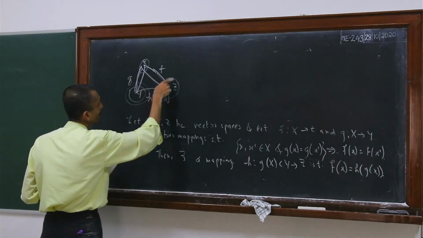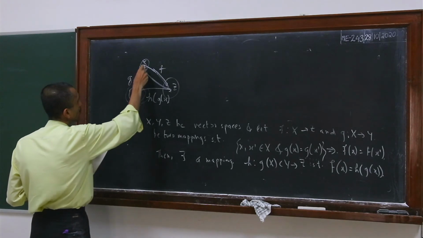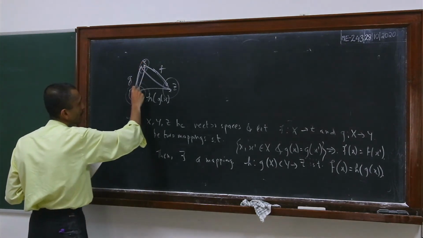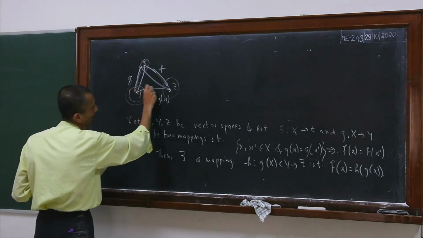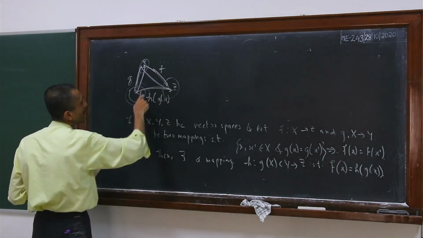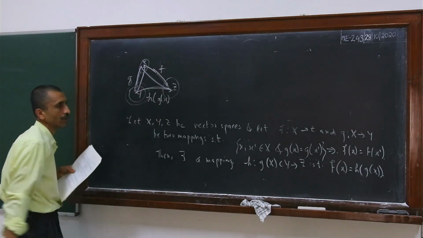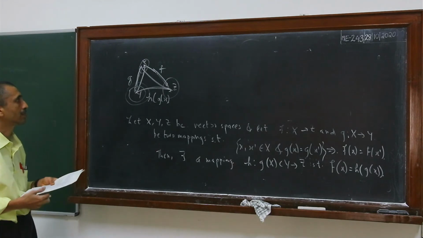So your f of x is equal to h of g of x. g will map it from here to here, then h of g of x will map it from here to here, right? So your f will be equal to h of g of x. Okay, so that is that last line, that is this one here.